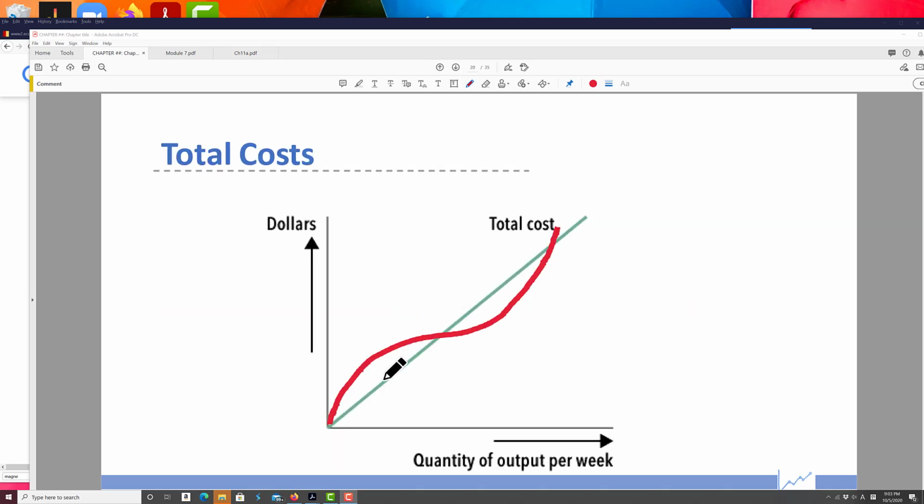In some cases, in special cases, total costs may be increasing at a constant rate in a linear fashion. So this total cost function, the green cost function, is a ray from the origin. But more often than not, total cost increases at a decreasing rate at first, and then beyond a certain point, it increases at an increasing rate. That is the more popular case.